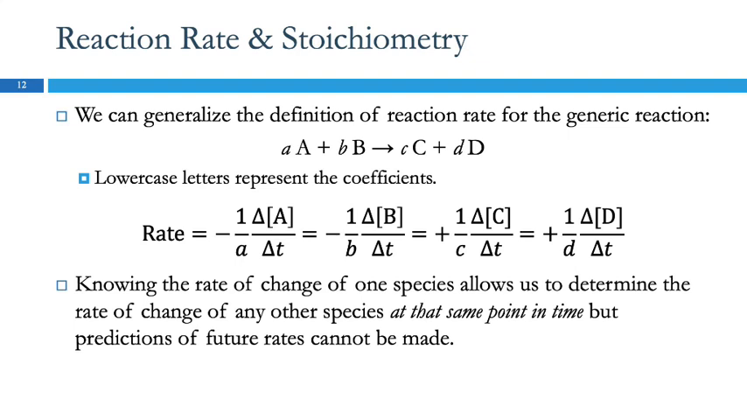So if we know the rate of change for one of these things, we can calculate the rate of the reaction. We can also calculate the rate of change of anything else, but it's only good at one point in time. It doesn't allow us to predict, well, what's going to happen in 100 seconds? You can't predict that just from this instantaneous rate.